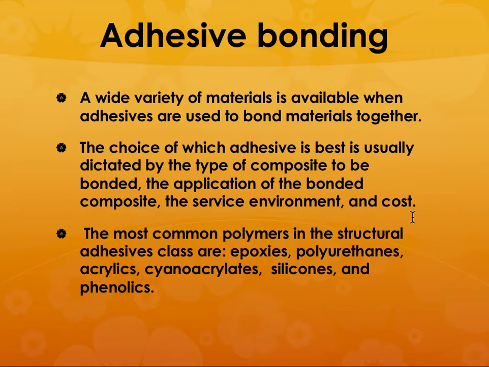And the most common polymers in the structural adhesives classes are epoxies, polyurethanes, acrylics, cyanoacrylates, silicones, and phenolics. What is cyanoacrylate? What is the trade name for cyanoacrylate? Have you heard the name araldite? So that is araldite. Okay, so it's a standard material. It has got very good strength, and it does not get affected by the UV and moisture and etc.